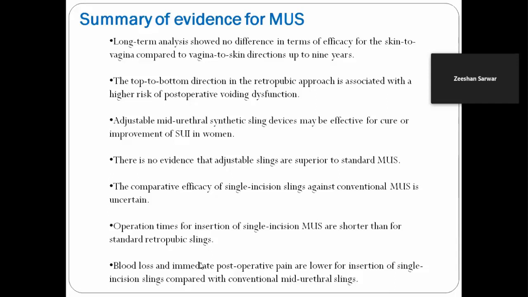Adjustable mid-urethral synthetic sling devices may be effective for cure or improvement of stress urinary incontinence in women. There is no evidence that adjustable slings are superior to standard mid-urethral slings. And the comparative efficacy of single incision slings against conventional mid-urethral slings is uncertain. Operation time for insertion of single incision mid-urethral slings is shorter than for standard retropubic slings. Blood loss and immediate postoperative pain are lower for insertion of single incision slings compared with conventional mid-urethral slings.